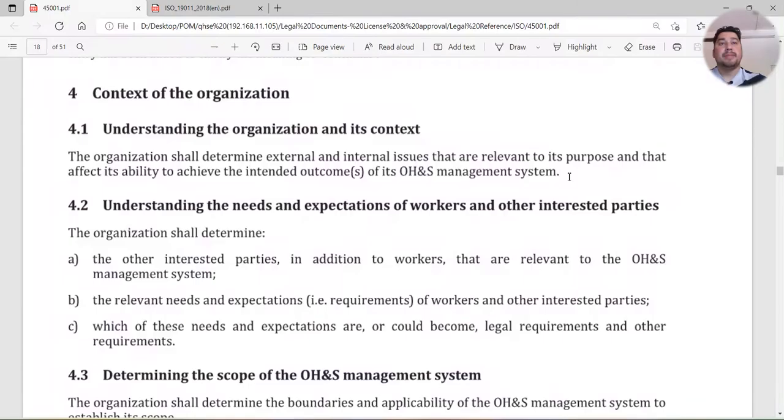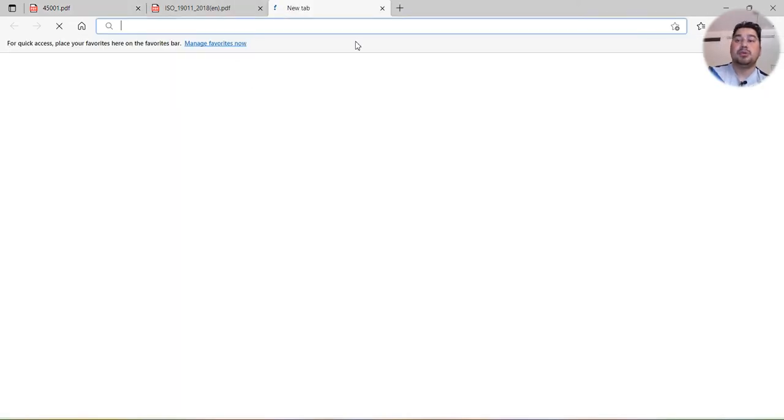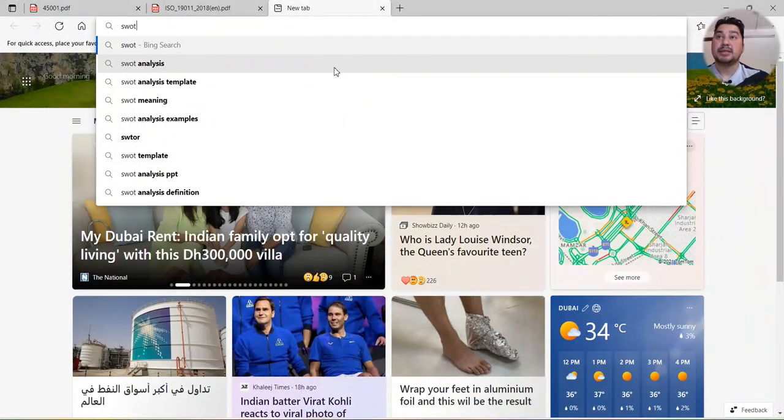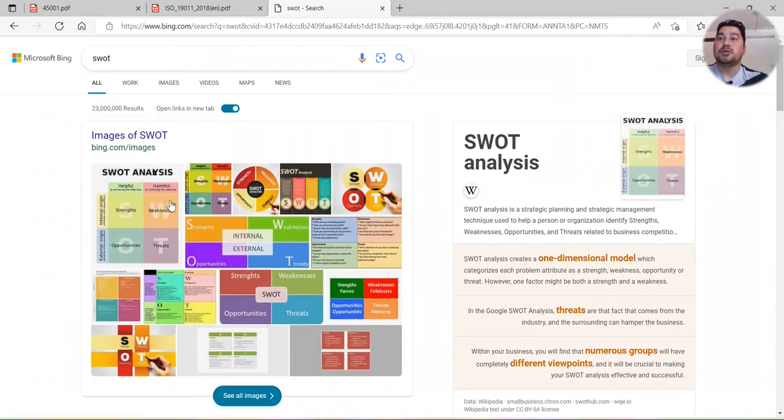So when you are setting up any management system, an occupational health and safety management system, at that time you have to identify the internal and external issues which can affect your business. When you are identifying the internal and external issues that can affect your business, what are the things you can consider? When you are considering those things, I will suggest you do a SWOT analysis. I hope you know about the SWOT analysis. So you can do this with a SWOT analysis.